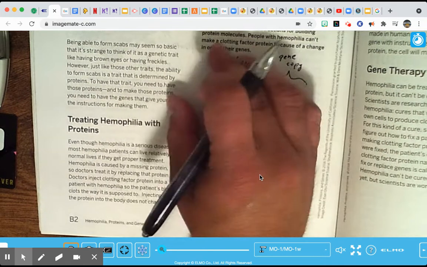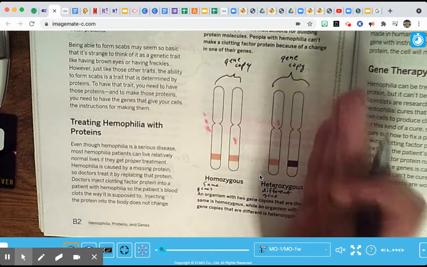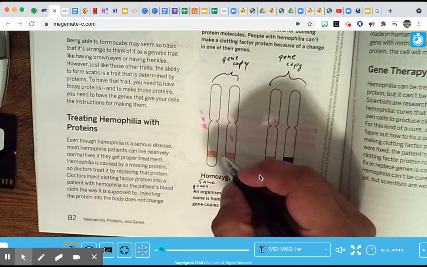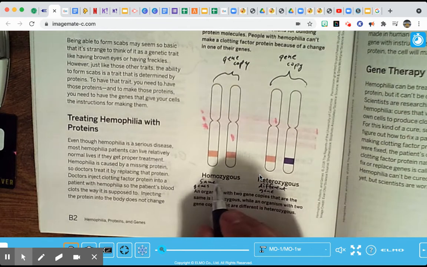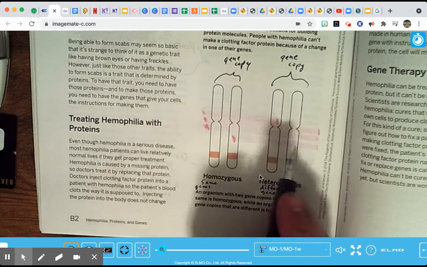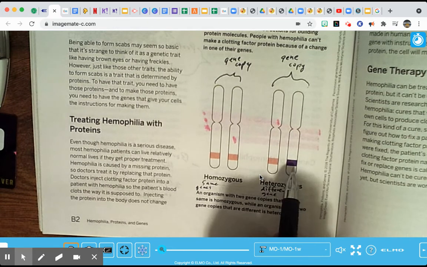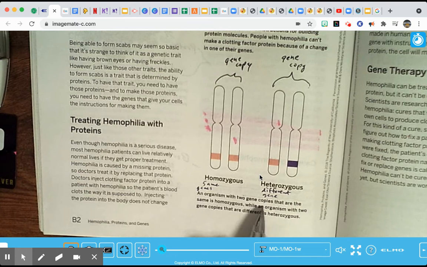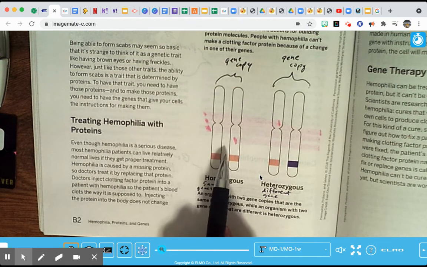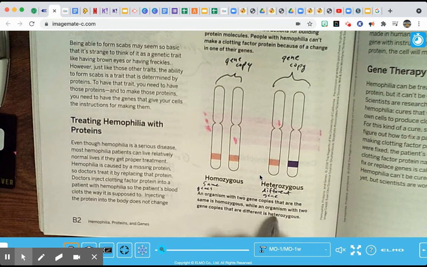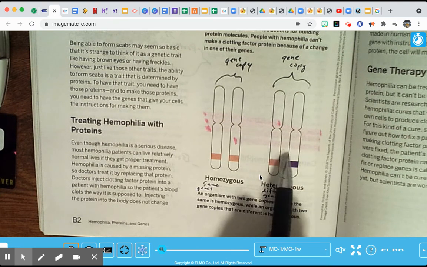This could be the gene copy of a person. This could be the gene copy of a different person. And you carry the same gene copy here. So it would be homozygous when it's the same. When it is different, then it is heterozygous. An organism with two gene copies that are the same are homozygous. These are gene copies, right? While an organism with two gene copies that are different is heterozygous.